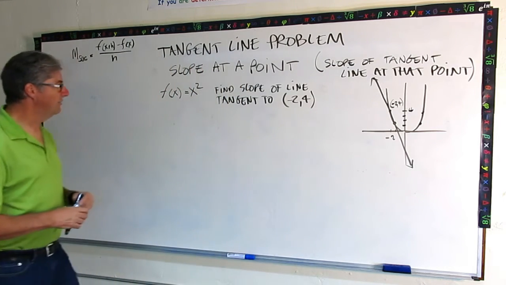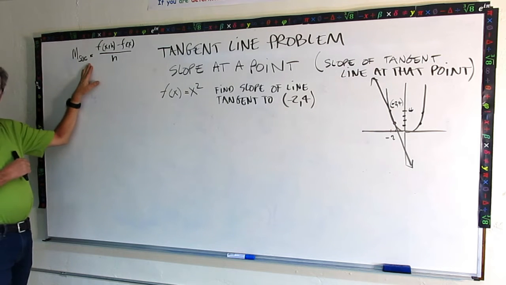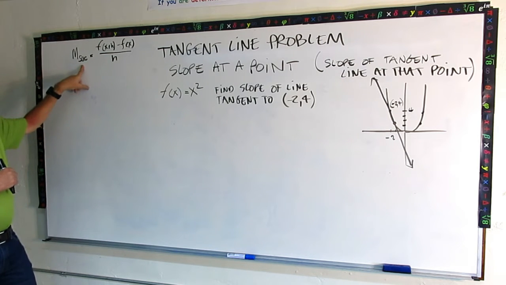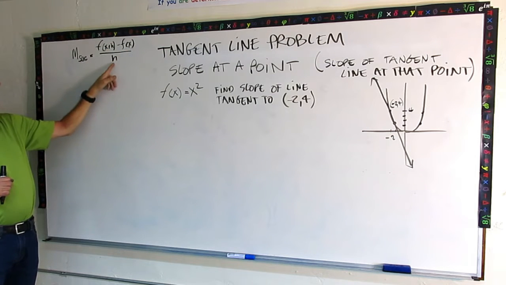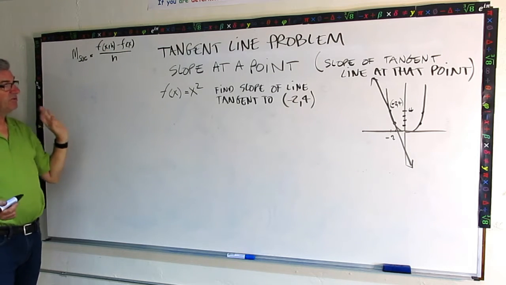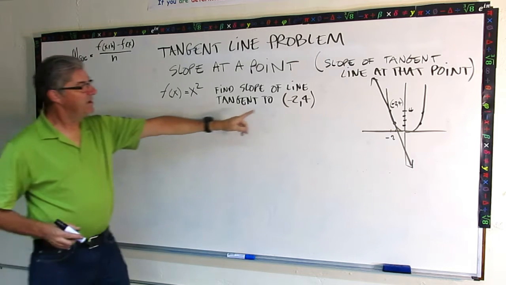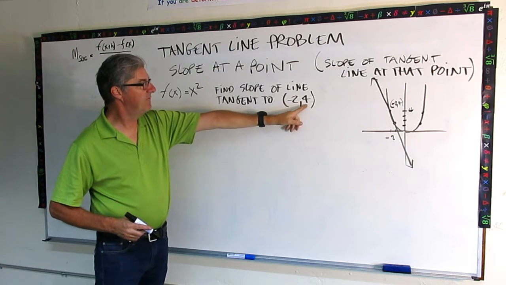Okay, so let's take a look. As a review, here's from our last board the slope formula for a secant line. It's f of x plus h minus f of x over h. Okay, so check this out. Let's do our plug-in. We know we're at the point negative 2, 4.